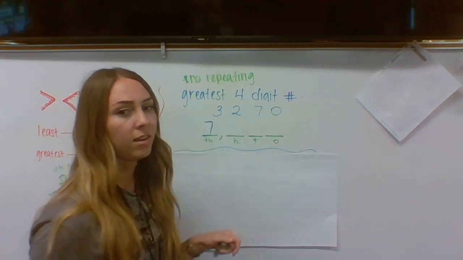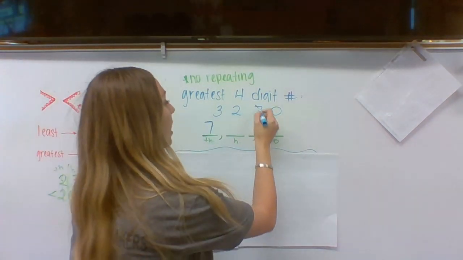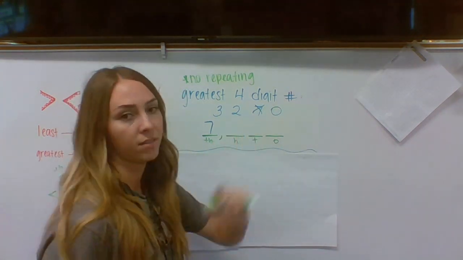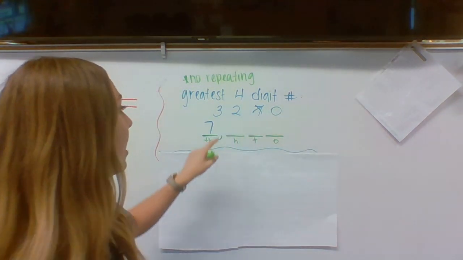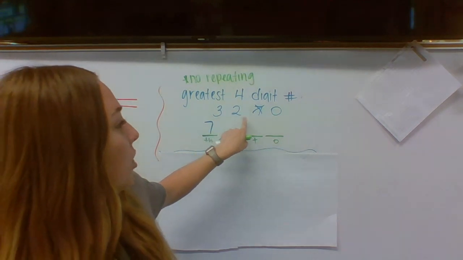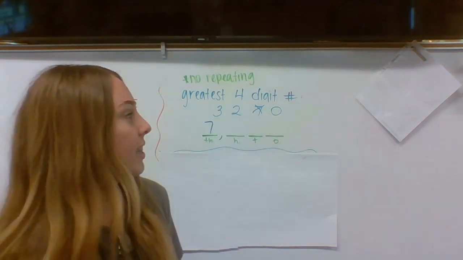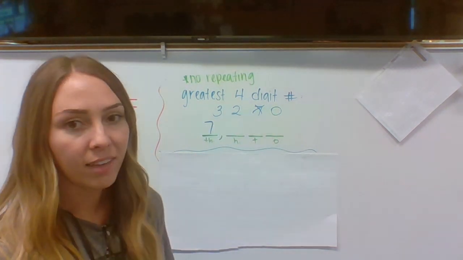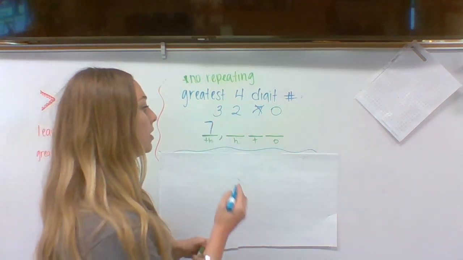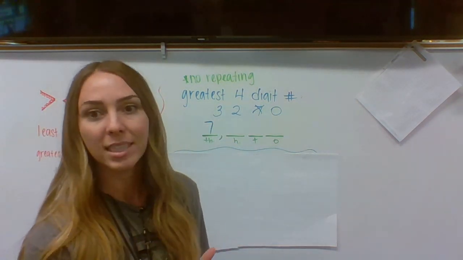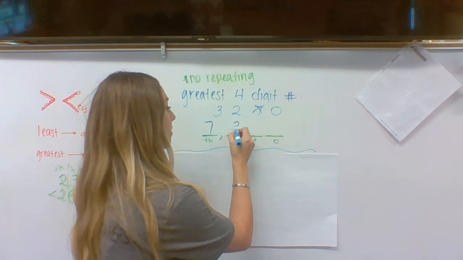So I'm going to pop my 7 here in the thousands place, and now I cannot use it again. I can't just go 7, 7, 7, 7. So now what's left is a 3, a 2, and a 0. The next biggest digit that I have left is the 3. So I'm going to put that in the second biggest place value, which is the hundreds.